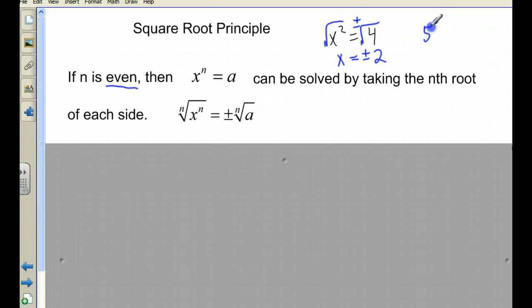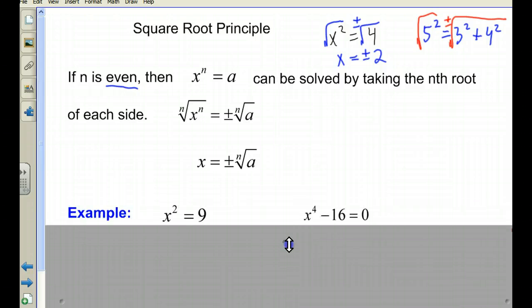like 5 squared equals 3 squared plus 4 squared, that's a true statement. If I take the square root of both sides, I can do that, but I have to take the whole side. I cannot say square root of 3 squared plus square root of 4 squared. It's the whole side together. So just be careful on that. If you take the square root of both sides, do the whole side, not each individual term.